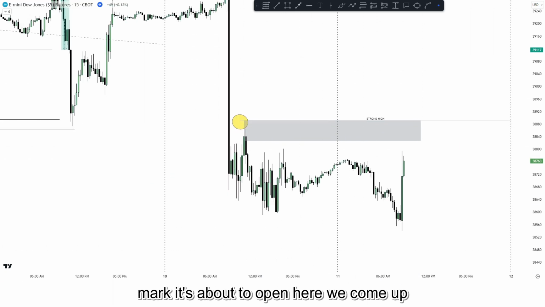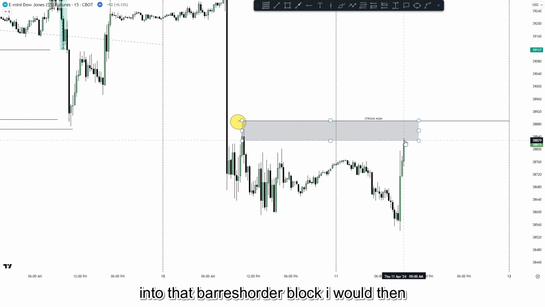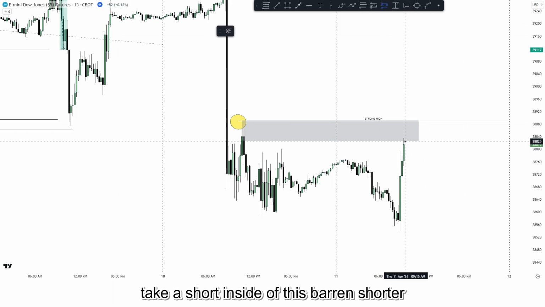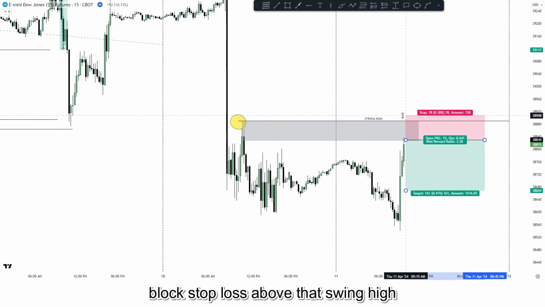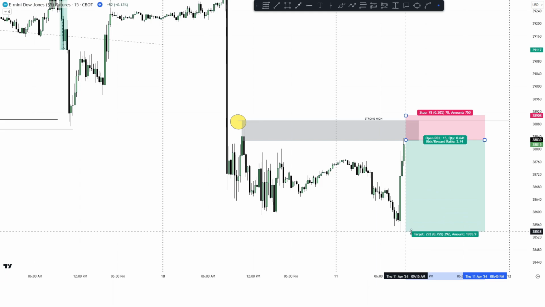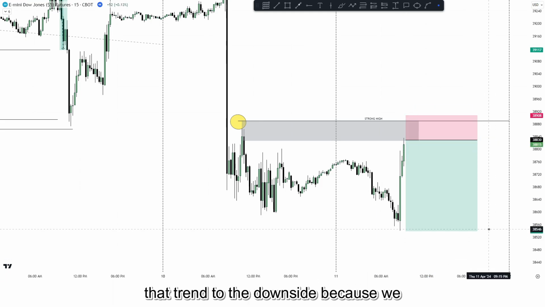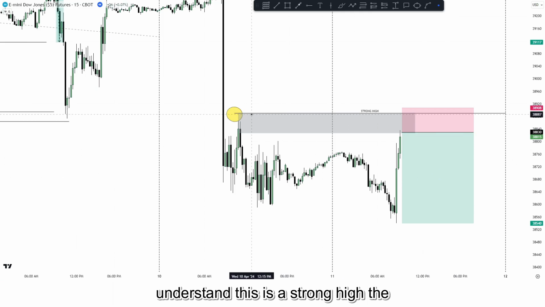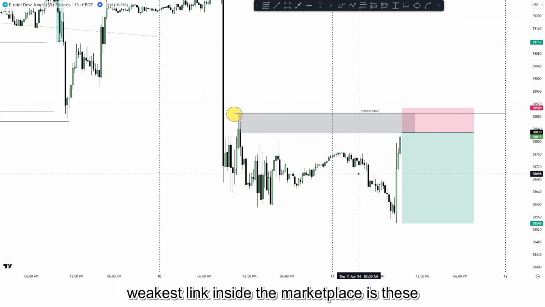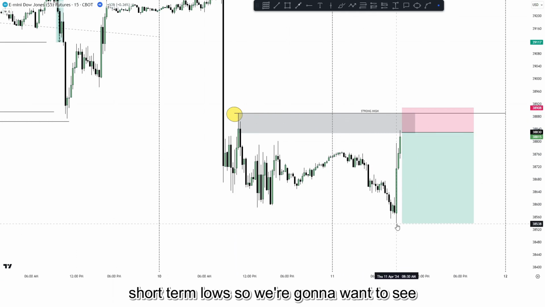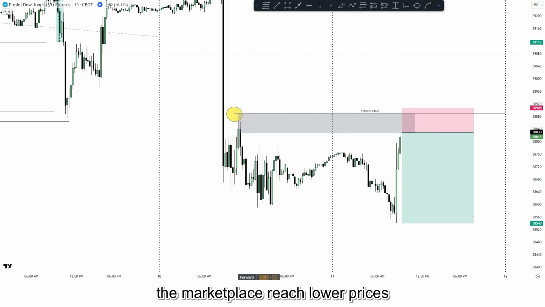So market's about to open here. We come up into that bearish order block. I would then take a short inside of this bearish order block, stop loss above that swing high, targeting back below these lows, continuing that trend to the downside because we understand this is a strong high. The weakest link inside of the marketplace is these short-term lows. So we're going to want to see the marketplace reach lower prices, continuing that bearish trend to the downside.